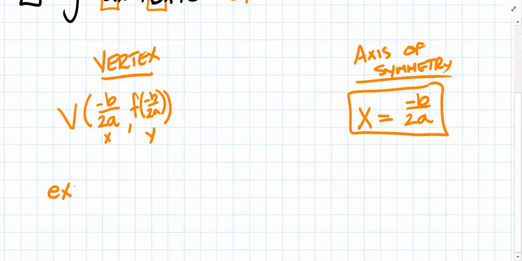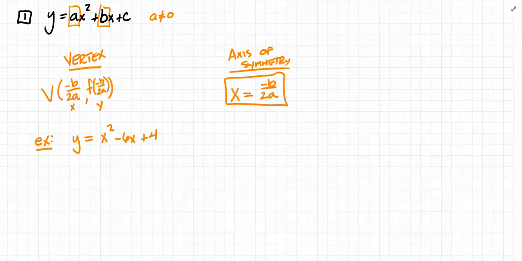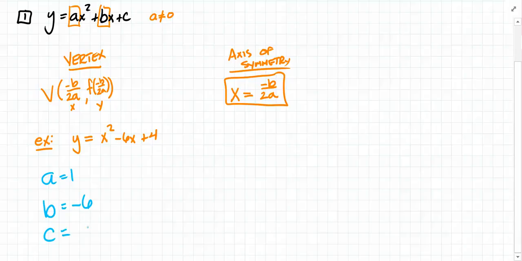All right, an example. Let's say I give you this quadratic function, y equals x squared minus 6x plus 4. I can write down a few things that I know. I know the value of a is equal to 1, the value of b is equal to negative 6, and the value of c is equal to 4. That's pretty straightforward, a, b, and c. Is everyone okay identifying those three things?